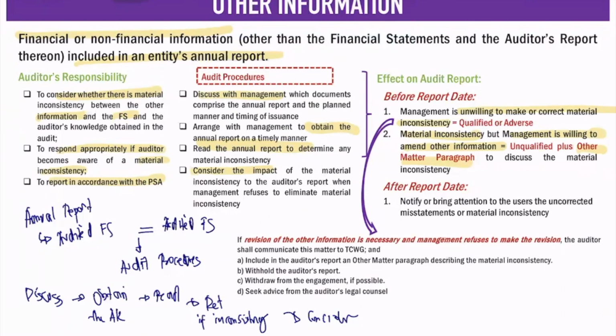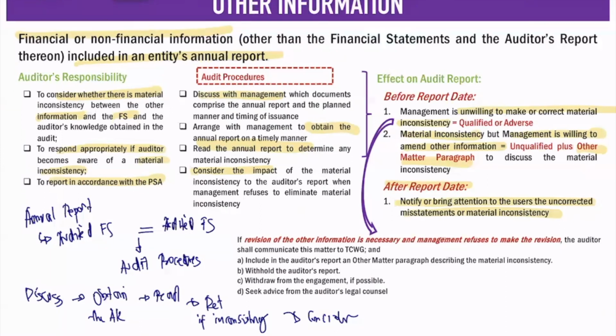But what if after the report date, you determine that there is material inconsistency? You cannot already change your audit report, because it is done already after the report. So the material inconsistency was only determined after your audit report. Then you just notify or bring the material inconsistency to the users, that the FS is uncorrected or there is a material inconsistency.